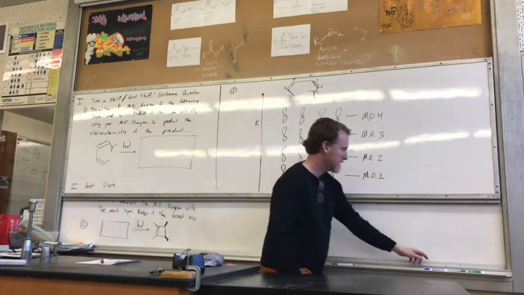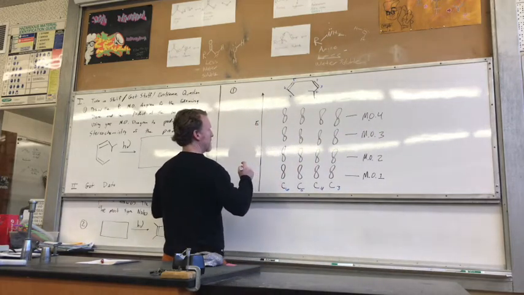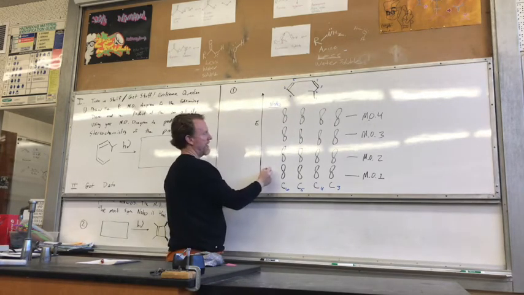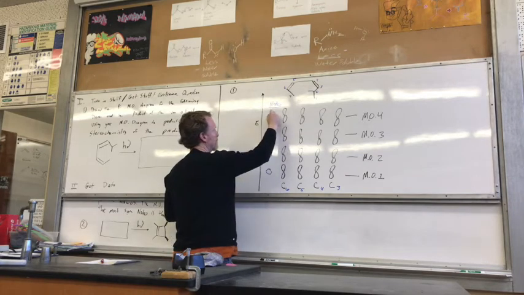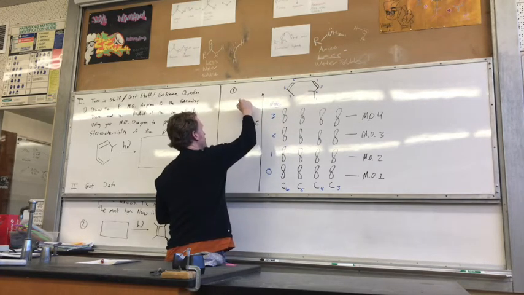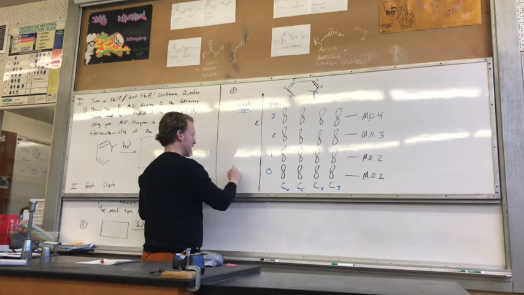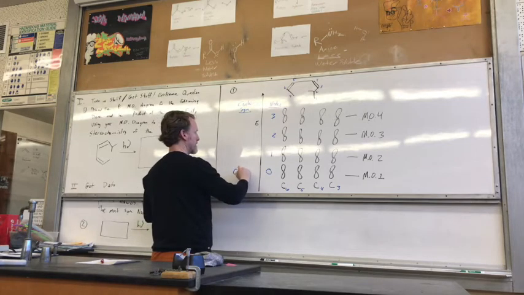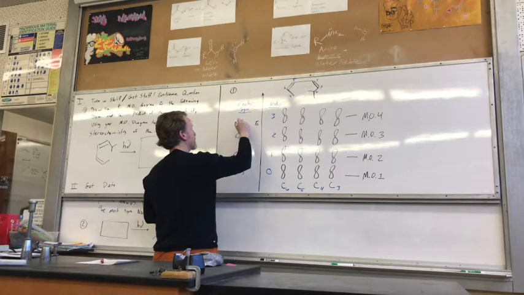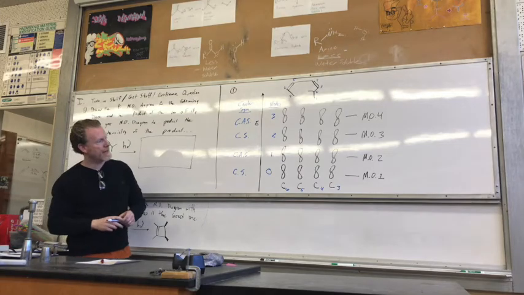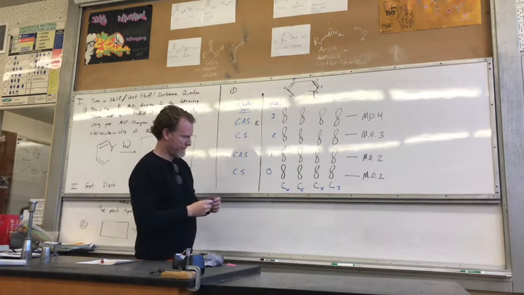Okay. I've got to remember my nodes. How many nodes does the lowest energy one have? 0, 1, 2, 3. And then my center symmetry: center symmetric, and then center anti-symmetric, center symmetric, center anti-symmetric. All right? And then I start shading things in with that info.